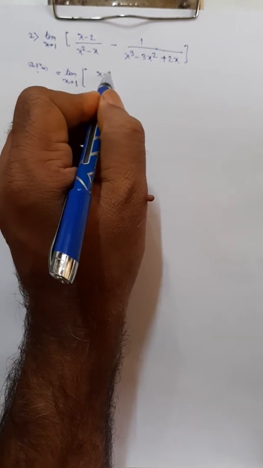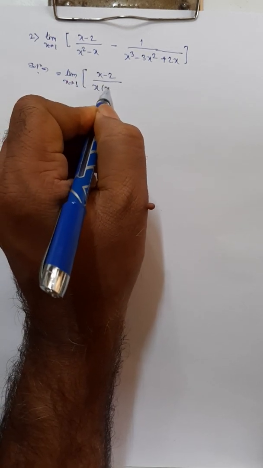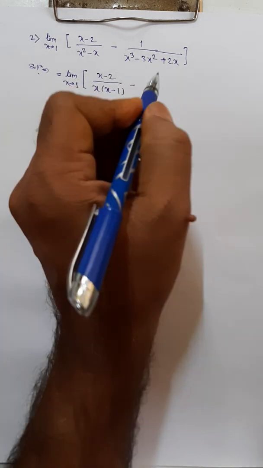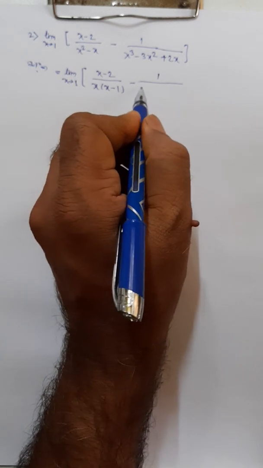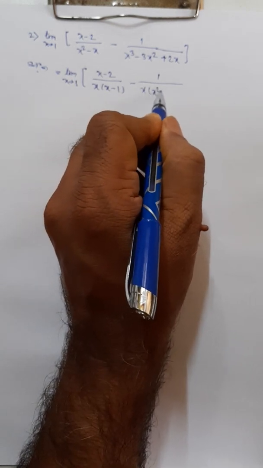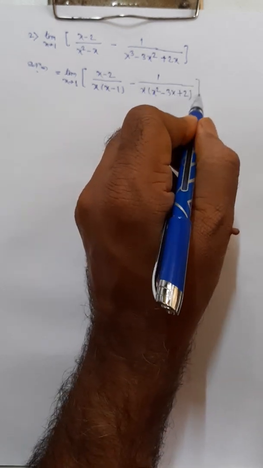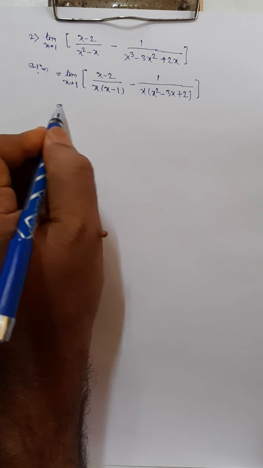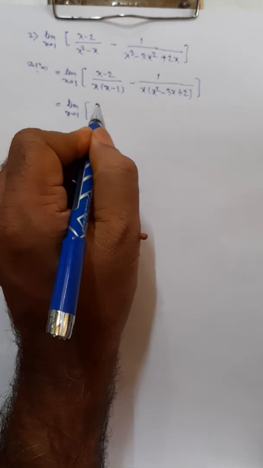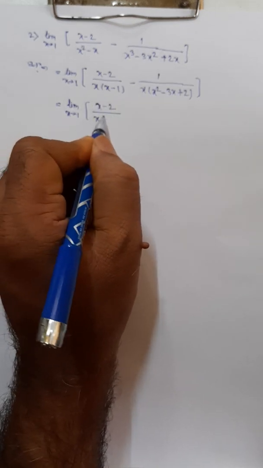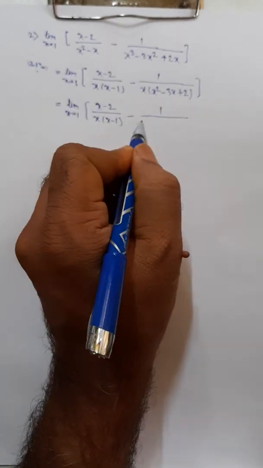Here first term x minus 2 divided by, see here from denominator we can take common x in bracket x minus 1, minus 1 divided by, also see here we can take x common from denominator. So in bracket x square minus 3x plus 2. So it is equal to limit as x tends to 1 in bracket (x minus 2) divided by x into (x minus 1), minus 1 divided by x.